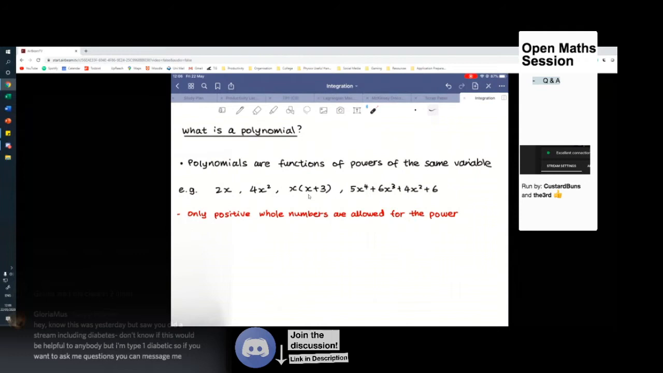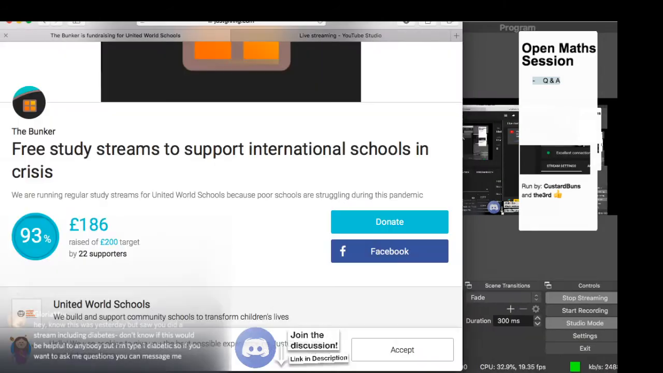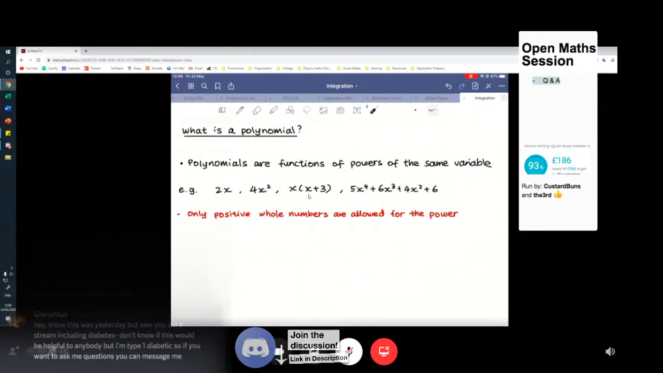And this is a quick rundown on what a polynomial is, for those of us who haven't come across it. Well, polynomials are functions of powers of the same variable. So in this case, our variable is always x, and it's very important that the powers that we use are always positive and whole. So I'll go through the 4 examples here. So 2x, a pretty trivial polynomial, even though it's only one term, it still counts as a polynomial. That's because it's x and only x. x is to the power of 1.